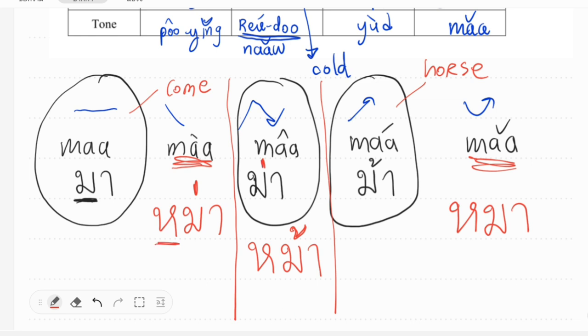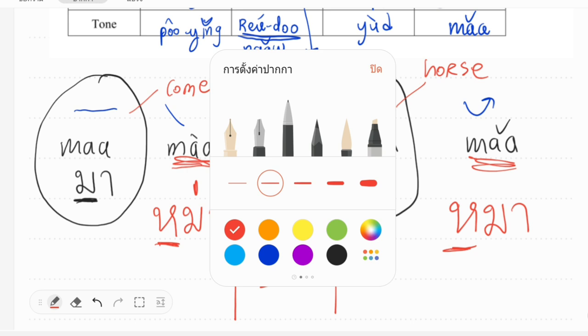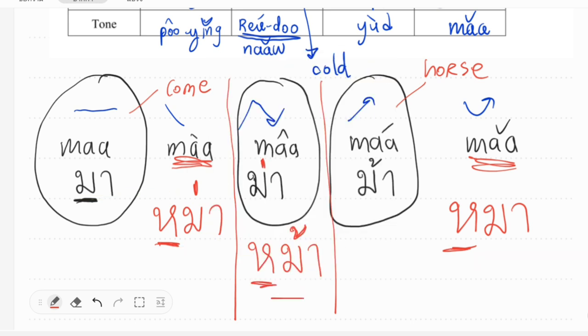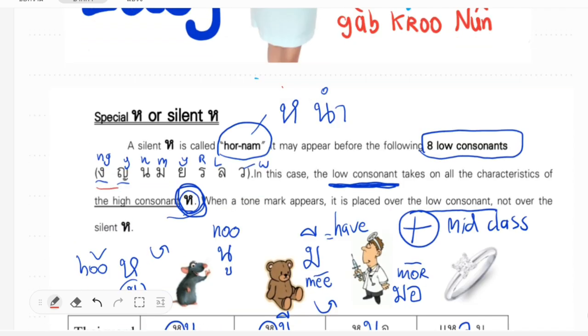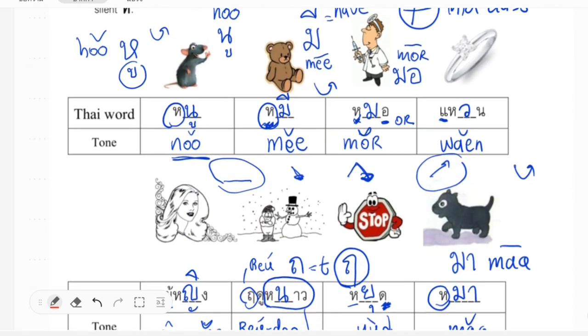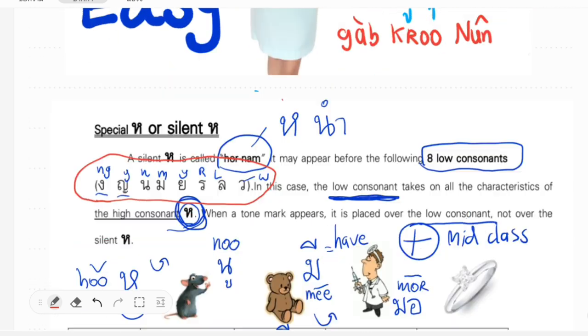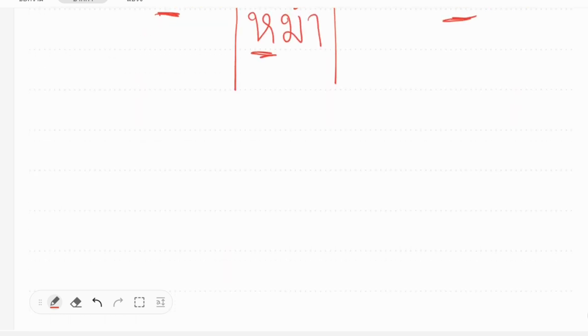So that's why we do need H for these three tones, to make five tones possible, which is ma, ma, ma, ma, ma. And as I told you, it's used with these eight low class consonants only. Why is it only eight low class consonants that need the silent H? It's because the other low class consonants have a pair with the high class consonants.